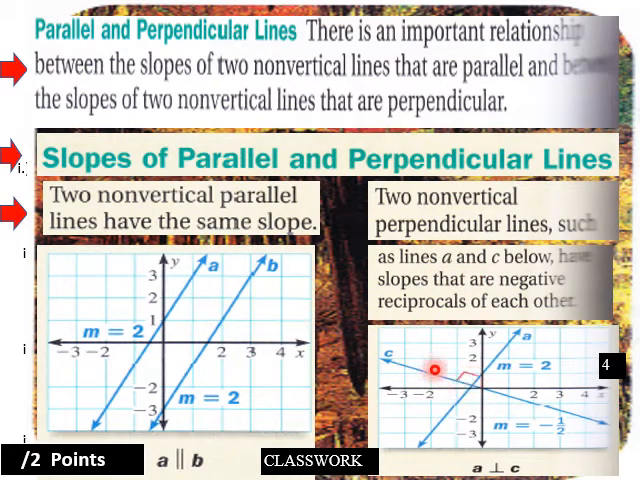For two non-vertical perpendicular lines, as with lines A and C below, C is perpendicular to A. They have slopes that are negative reciprocals of each other. A has a slope of positive 2, and the negative reciprocal of 2 is negative 1/2. So the slope of C would be negative 1/2. That's the relationship between lines that are perpendicular to each other.